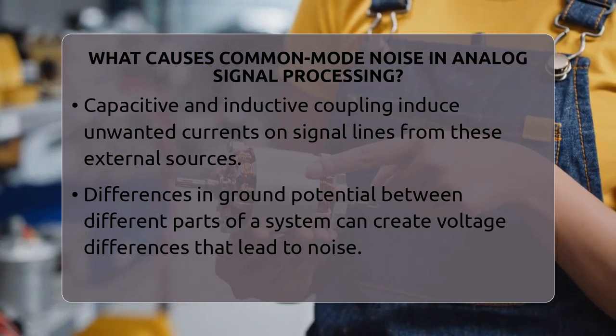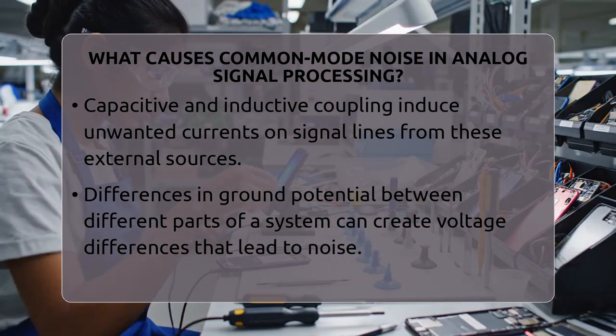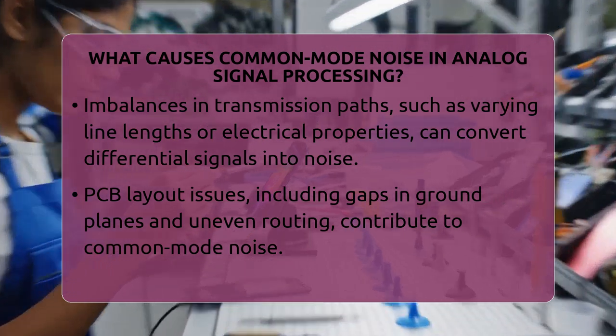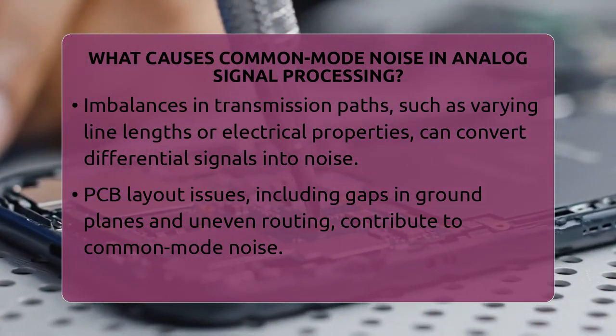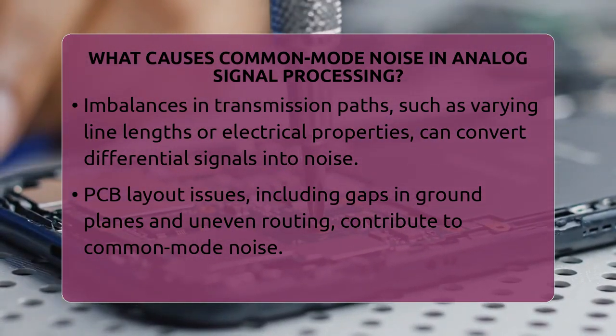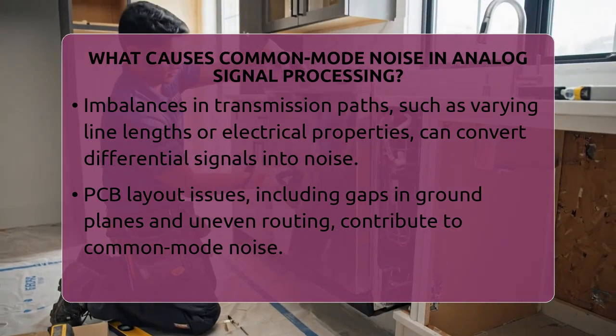Imbalances in the transmission paths also contribute. If one signal line is longer or has different electrical properties than the other, the signals can become skewed. This imbalance turns what should be a differential signal into a common mode signal, adding noise.